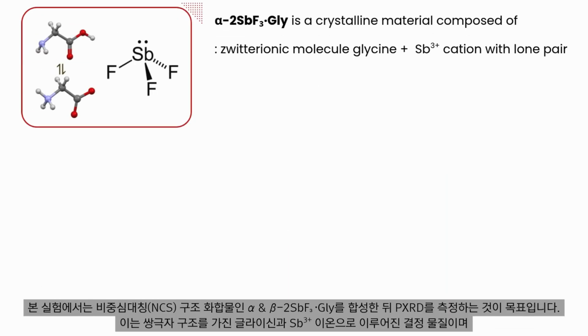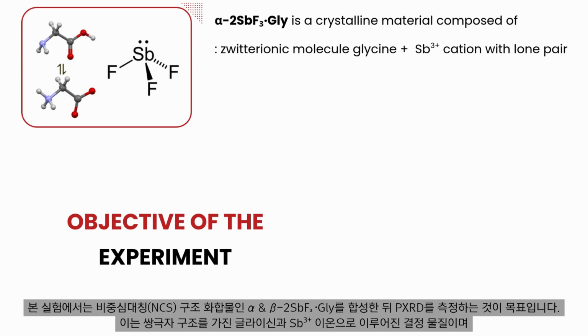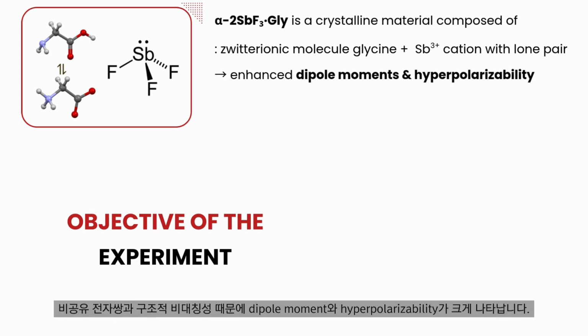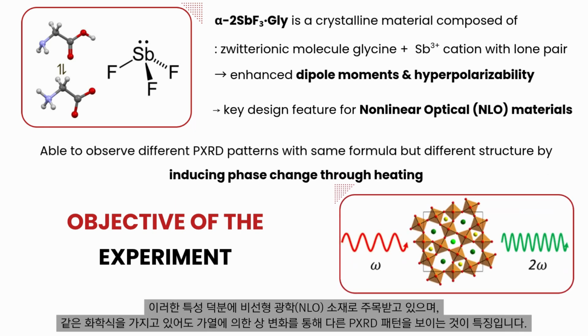In this experiment, we aim to make non-centrosymmetric alpha and beta-2 antimony fluoride glycine and analyze it using PXRD. The crystal shows strong dipole moment and hyperpolarizability from lone pairs and asymmetry. These traits make it a good nonlinear optical material. Though the formula is the same, heat causes phase changes, leading to different PXRD patterns.